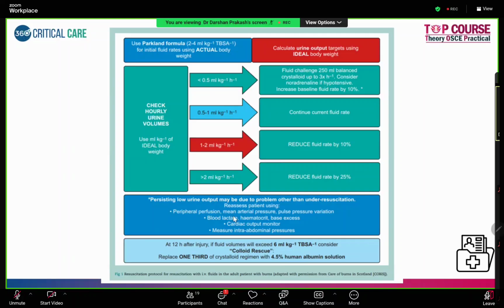It's not a standardized guideline. This is one of the things that they have mentioned to prevent fluid creep and the repercussions of fluid creep, which can be either abdominal compartment syndrome, ARDS, or other issues related to fluid overload.